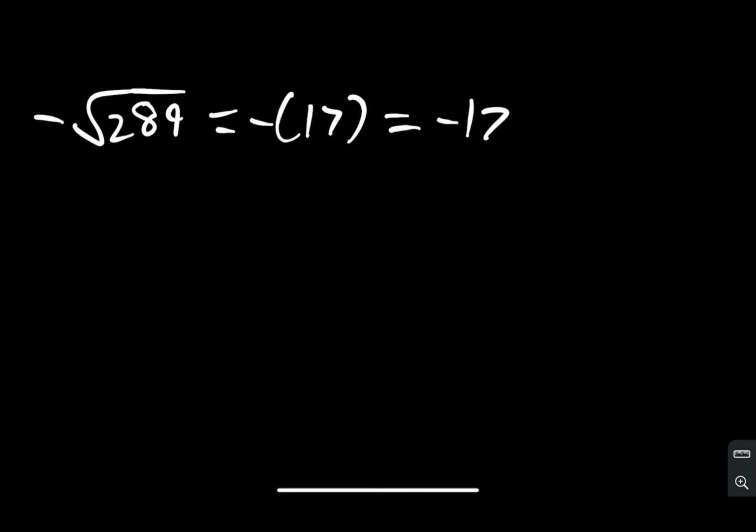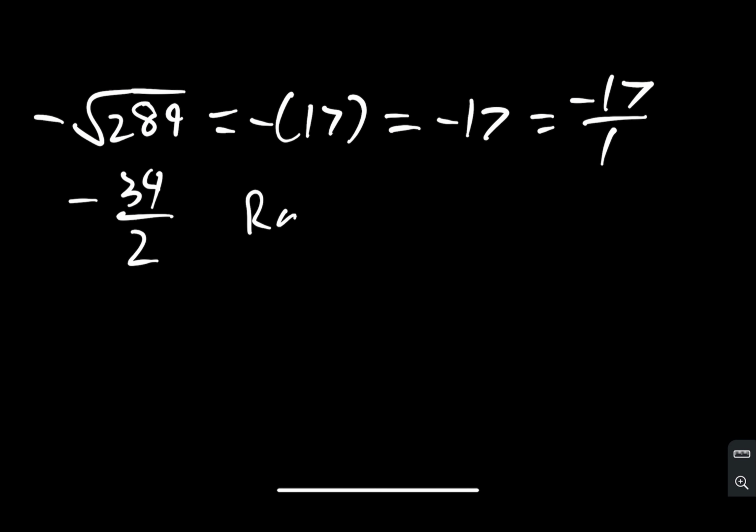Now, what about negative times the square root of 289? The square root of 289 is going to give you 17. So it's negative times 17, which is just going to give you negative 17. You know that negative 17 you can write as an integer over another integer. We can do negative 17 divided by 1. We can do negative 34 divided by 2, and so on.